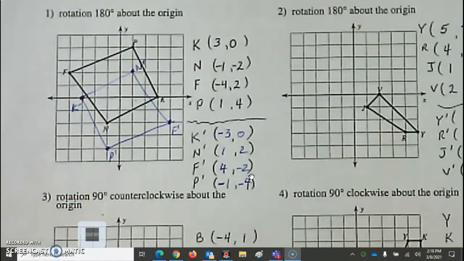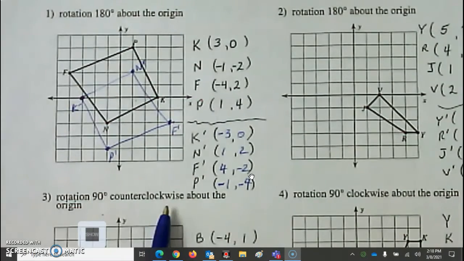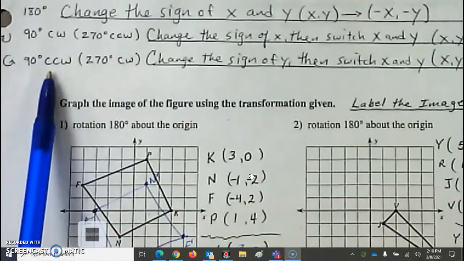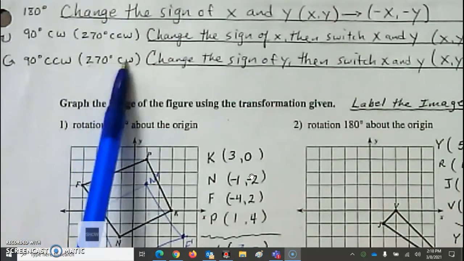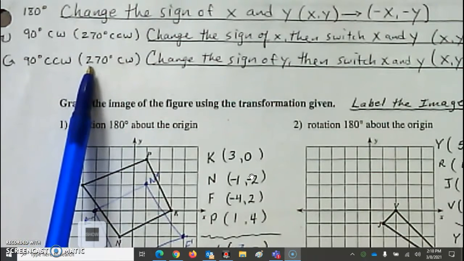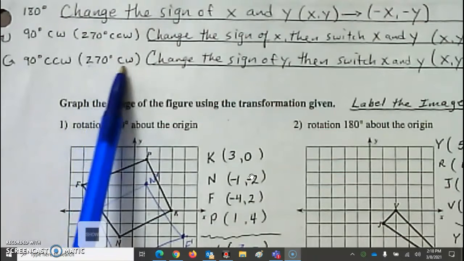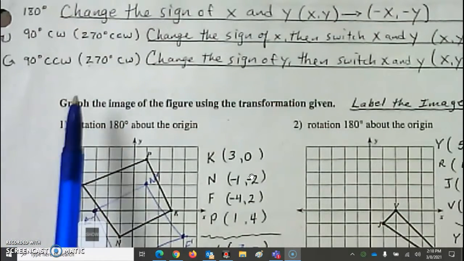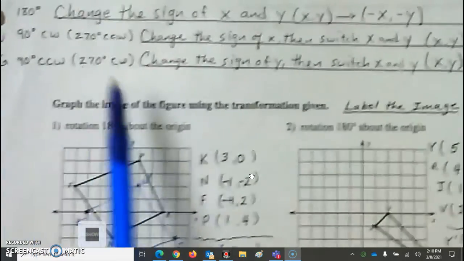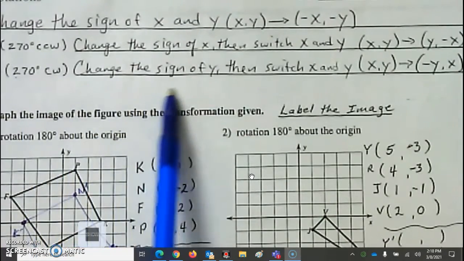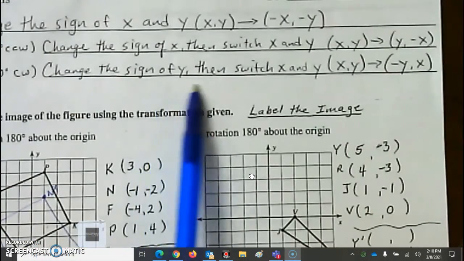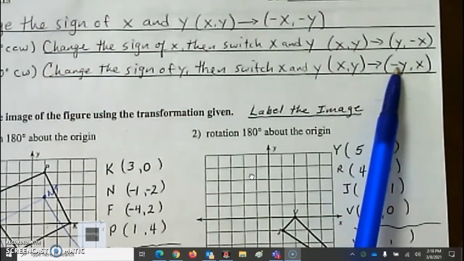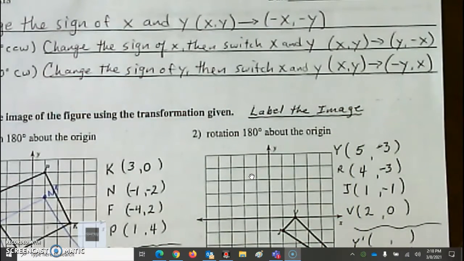Okay, so let me show you a 90-degree counterclockwise. Okay, up here, 90 degrees CCW, that's counterclockwise. Don't worry about this. That just means it's the same as a 270-degree clockwise, but we're not going to see those. Okay, so for a 90-degree counterclockwise it says, change the sign of Y, then switch X and Y. Notice X and Y are in a different place, and Y had its sign changed.